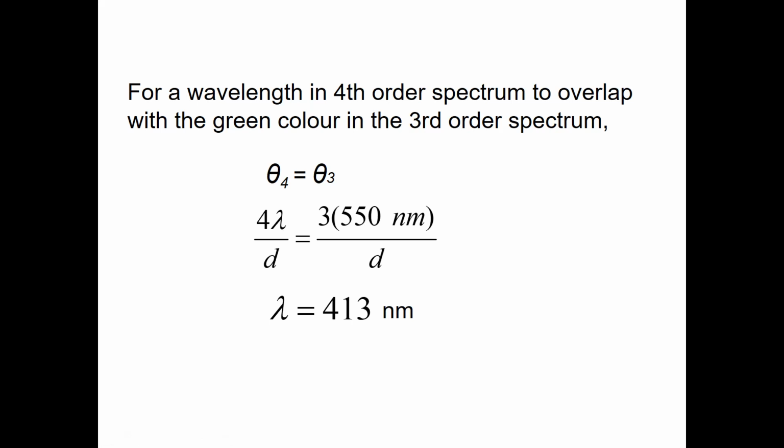That means sine theta 4 equals sine theta 3. And sine theta is n lambda over d. So for the fourth order, n equals 4. For the third order, n equals 3. You are given the wavelength of the green light, 550 nano. So you can substitute in. You can leave your answer in nano. So the wavelength is about 413 nanometer. So with that, we come to an end.